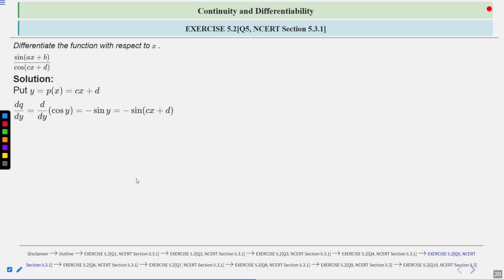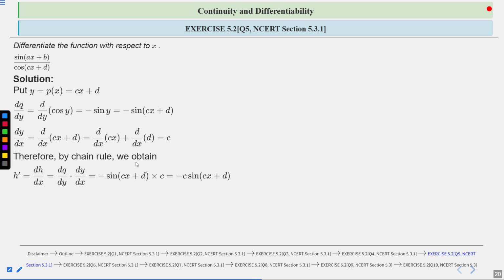So dq by dy will be d upon dy of cos y, which is minus sin y, equal to minus sin of cx plus d. Therefore, dy by dx will be d upon dx of cx plus d upon dx of d, which is equal to c. Therefore, by chain rule, we obtain h dash equal to dh upon dx, which is dq upon dy into dy upon dx, equal to minus c sin cx plus d.